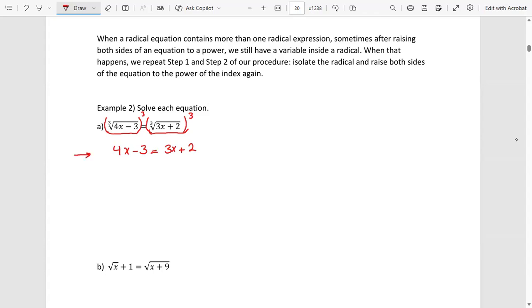Since it's a linear equation, x on one side, numbers on the other side. So move 3x to the left and move negative 3 to the right. And now we have x, which is equal to 5. And that is my solution.